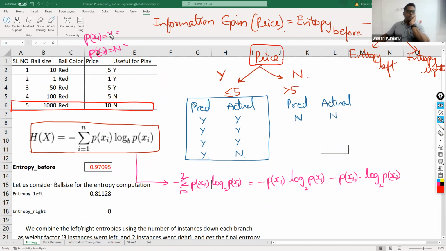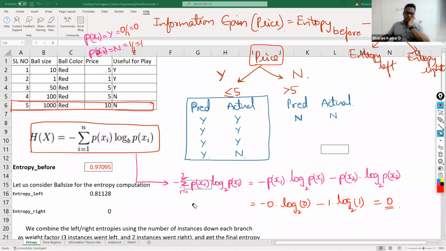So what will be the probability of yes? How many yes do we have here? 0 out of 1. And how many no do we have? 1 out of 1. 1 by 1 is 1, 0 by 1 is 0. So how do you write it? Minus 0 into log of 0 base 2 minus, you have 1, 1 into log of 1 base 2. 0 into anything is 0, minus 1 into log of 1 is 0. So overall you get 0. Correct? So entropy towards the right side is 0.